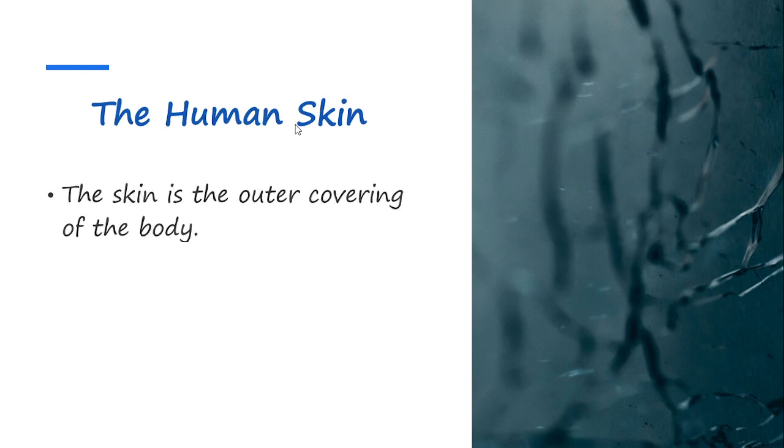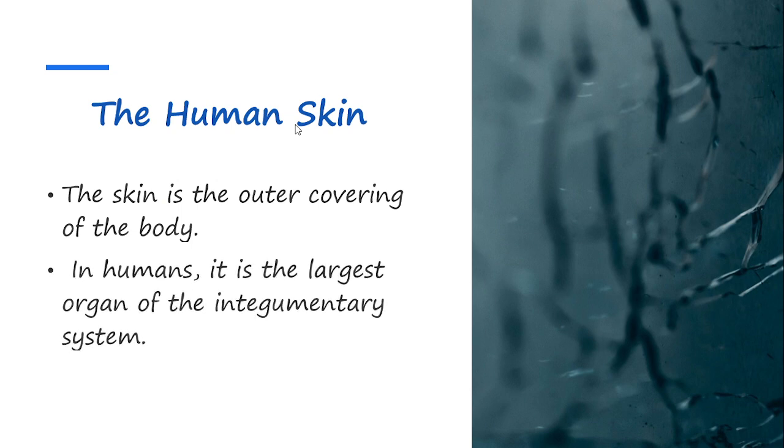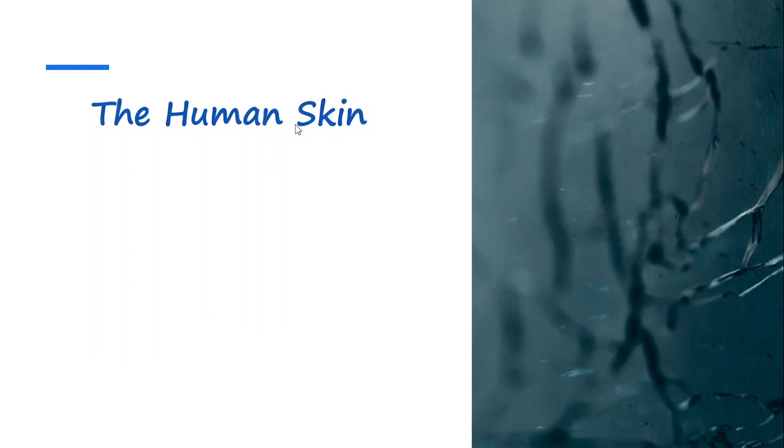The skin is simply the outer covering of the body. It is the sense organ that covers the body and all its internal parts. In humans, it is the largest organ of the integumentary system, since it covers the whole body and all the internal parts of the human body.